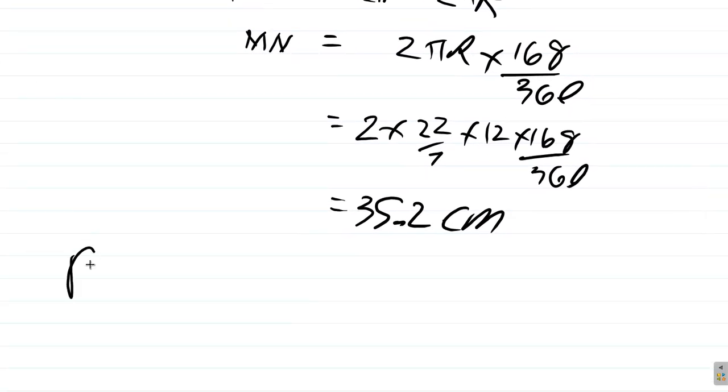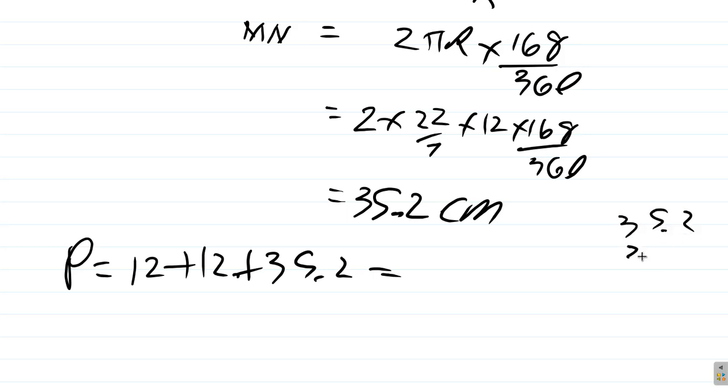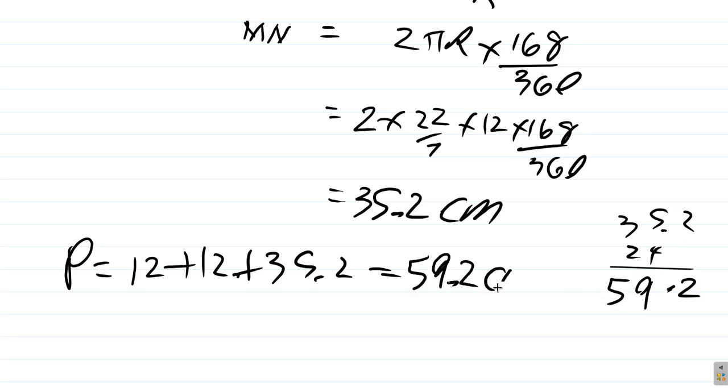So the perimeter then would be 12 plus 12 plus 35.2. Alright, so that's 35.2 plus 24, which is 59.2 centimeters. So the perimeter is 59.2 centimeters, alright?